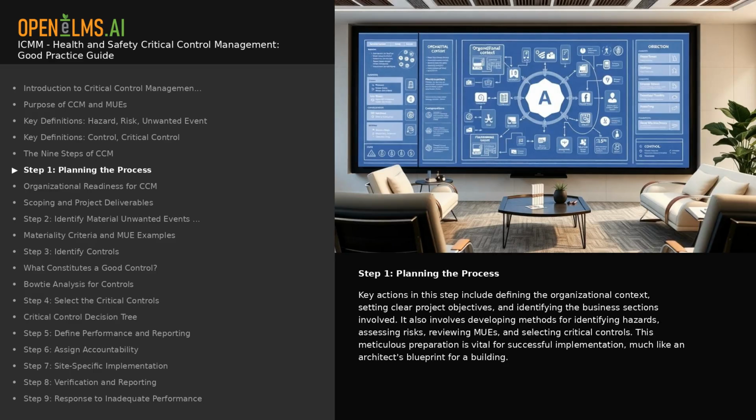Key actions in this step include defining the organizational context, setting clear project objectives, and identifying the business sections involved. It also involves developing methods for identifying hazards, assessing risks, reviewing MUEs, and selecting critical controls. This meticulous preparation is vital for successful implementation, much like an architect's blueprint for a building.